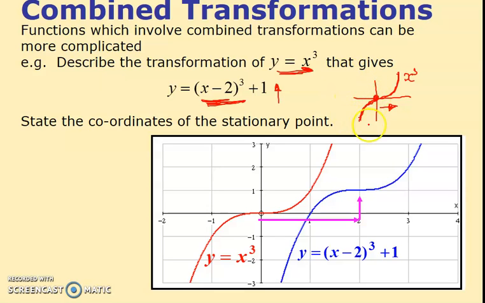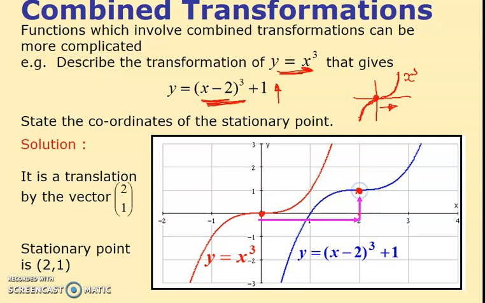So that's my graph, actually. There's my x cubed graph. It's moved over 2 to the right, 1 up. And there's my stationary point. So it is a translation. This is the partial way of describing it by the vector (2, 1). And the stationary point is at (2, 1). So far, not much different from what we've seen before.